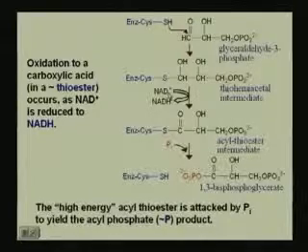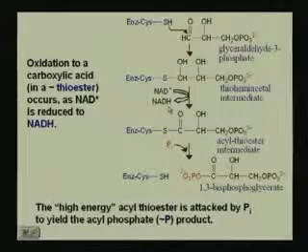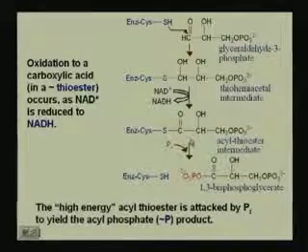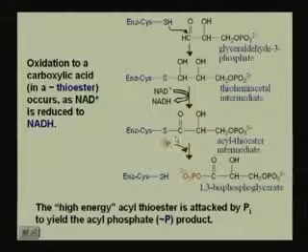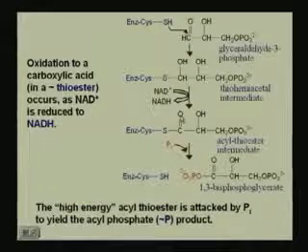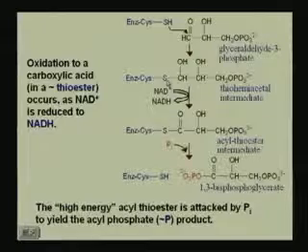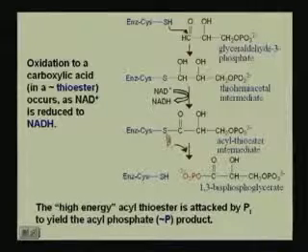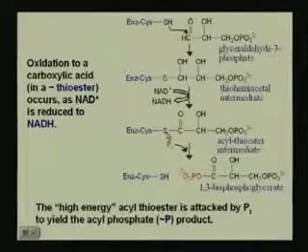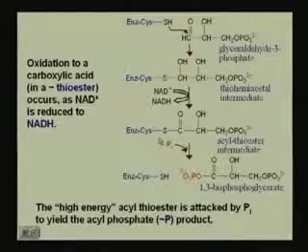Then NAD plus is reduced to NADH. In the process we get an acyl thioester intermediate. Where is this thioester? You see the CHOH is now C double bond O, and the S is part of the cysteine, so it becomes a thioester, an acyl thioester intermediate.